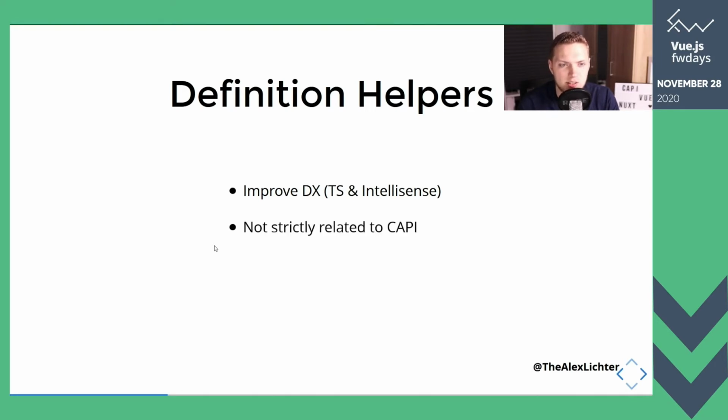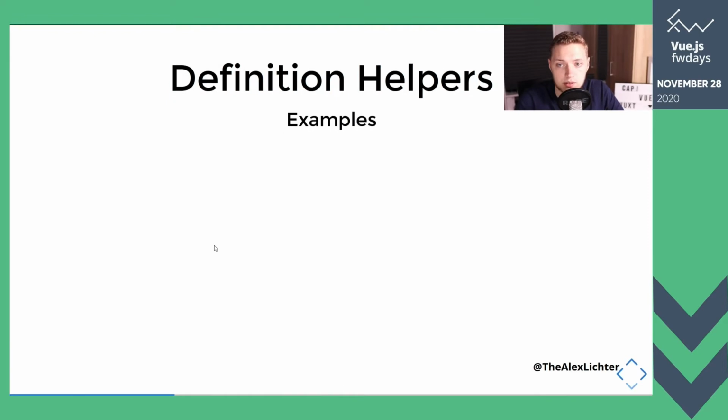Also, these are not strictly related to the composition API, so you could use them completely without the composition API, just for the better DX. But still it's good to deliver them with that package because it feels right to bundle them the same way. Essentially, there are a bunch of no-op functions, so they don't do anything unless giving autocomplete and TS support, similar to define component. And yeah, some examples, of course.